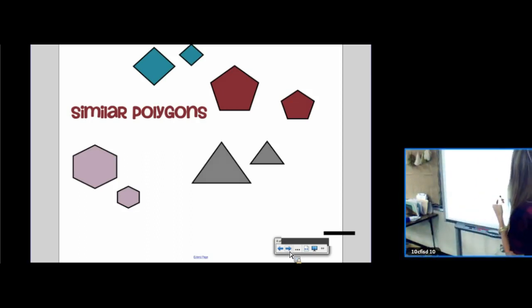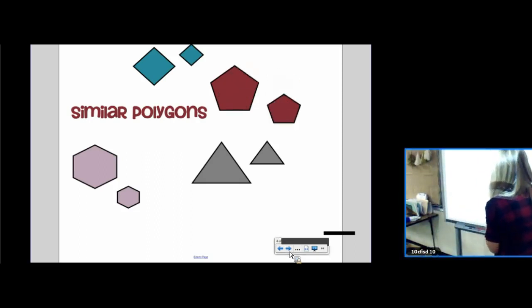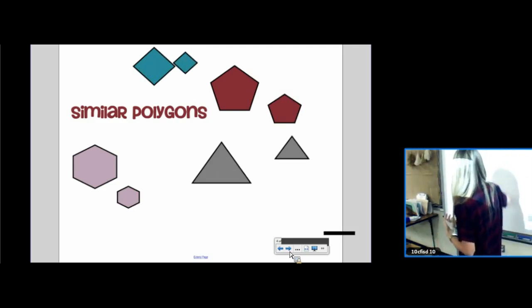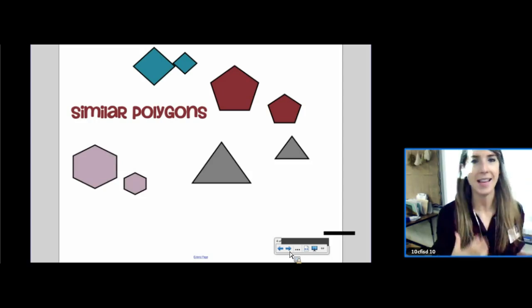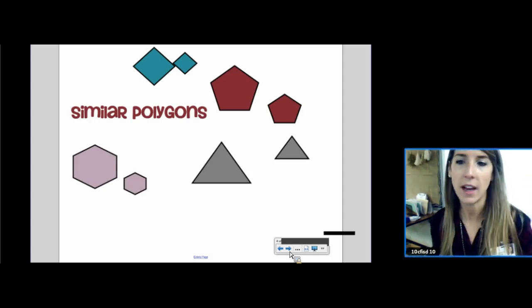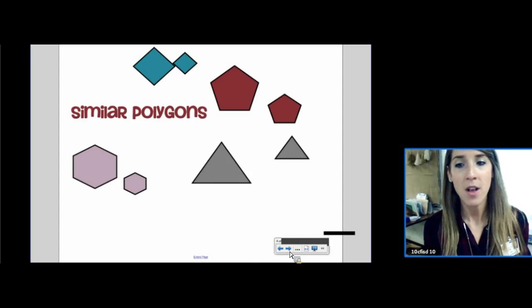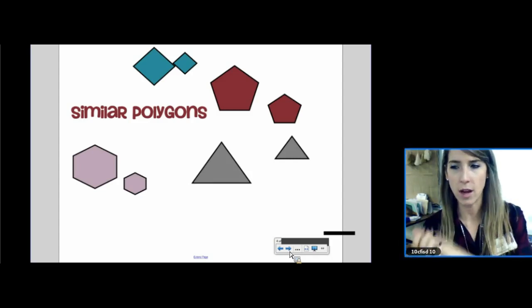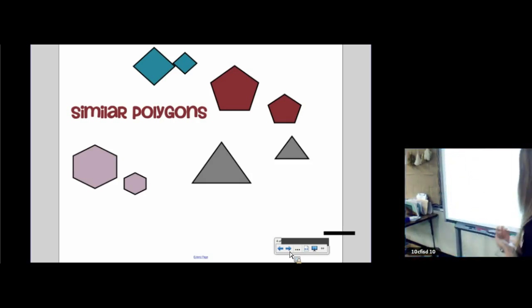So notice all of these shapes, they look the same, shape-wise, right? These are the same shapes, but these are different sizes. That's at the root of similarity, things that are the same shape, but different sizes. And we're going to look at what is the same from congruent and what's different from the congruent unit.